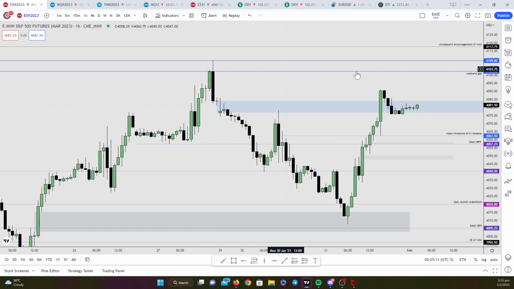If the price can take out this high here, then I will look at this as the breaker. Okay, and yes, that's all for today's review or anticipation, and we shall see if it plays out accordingly as usual.